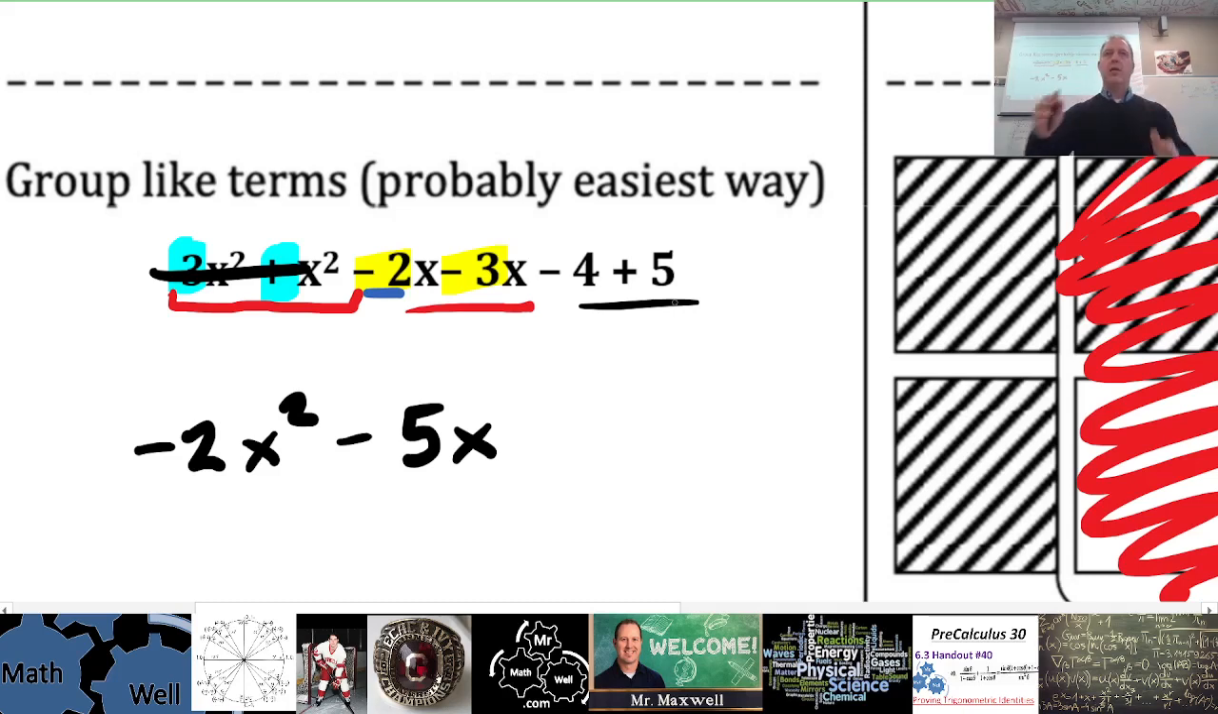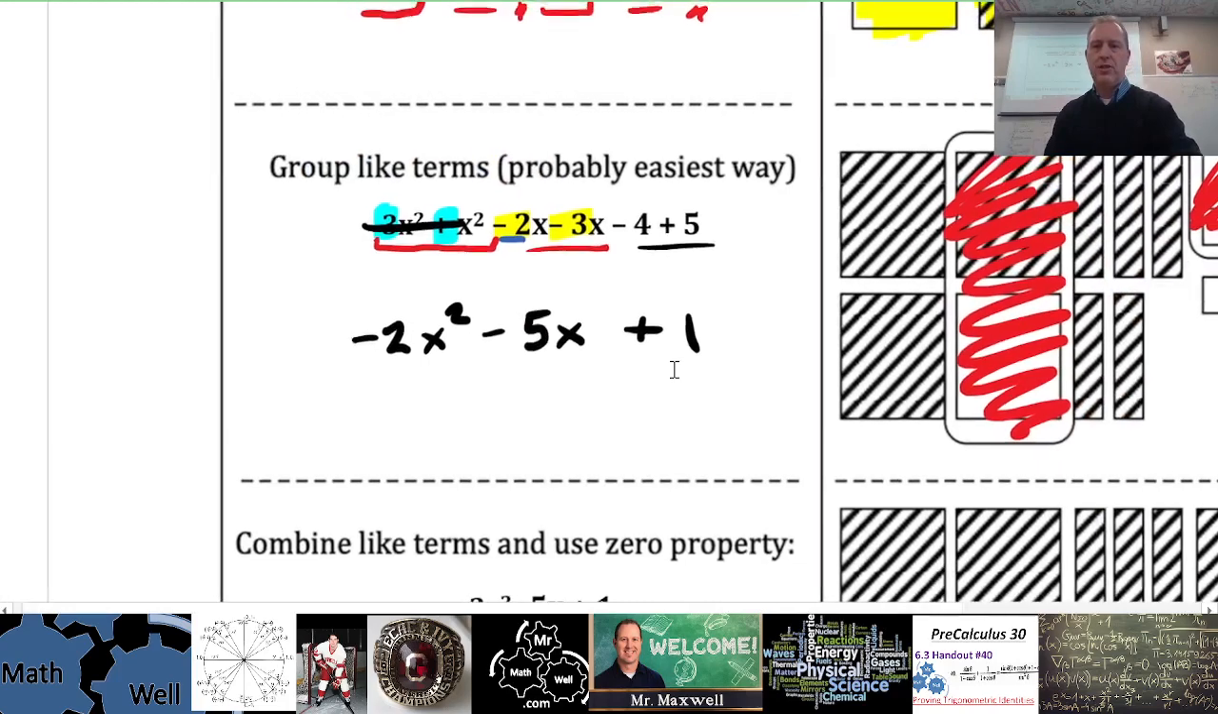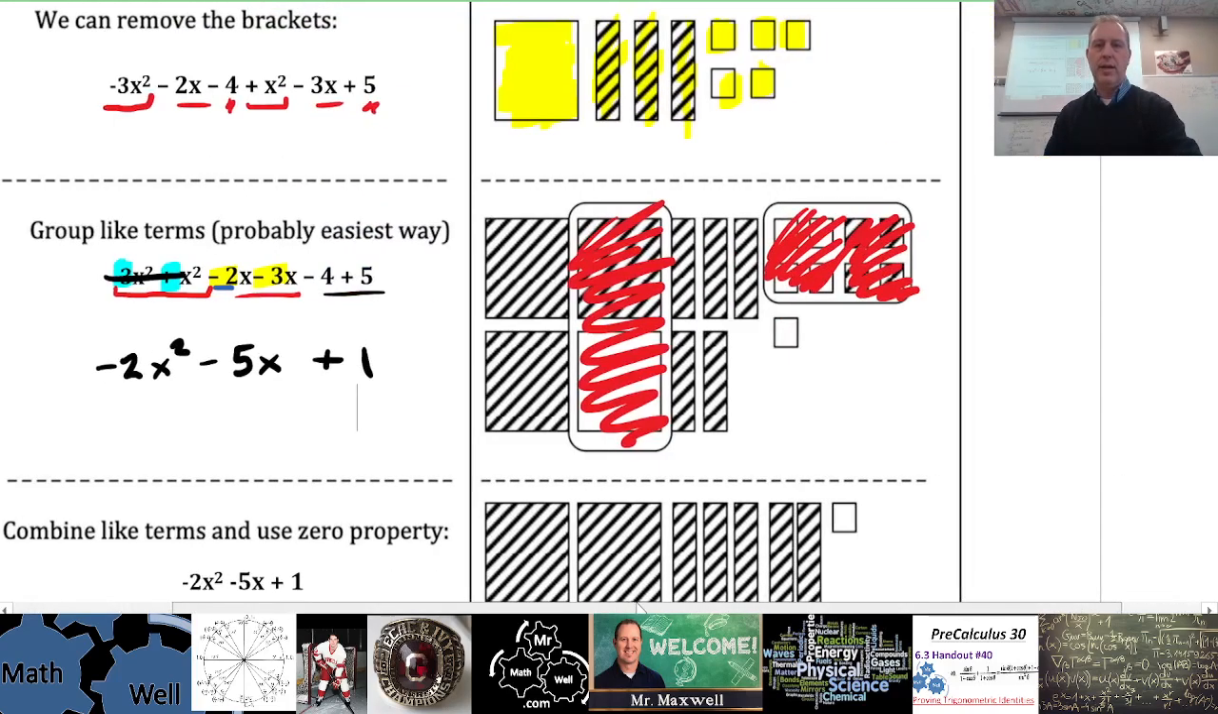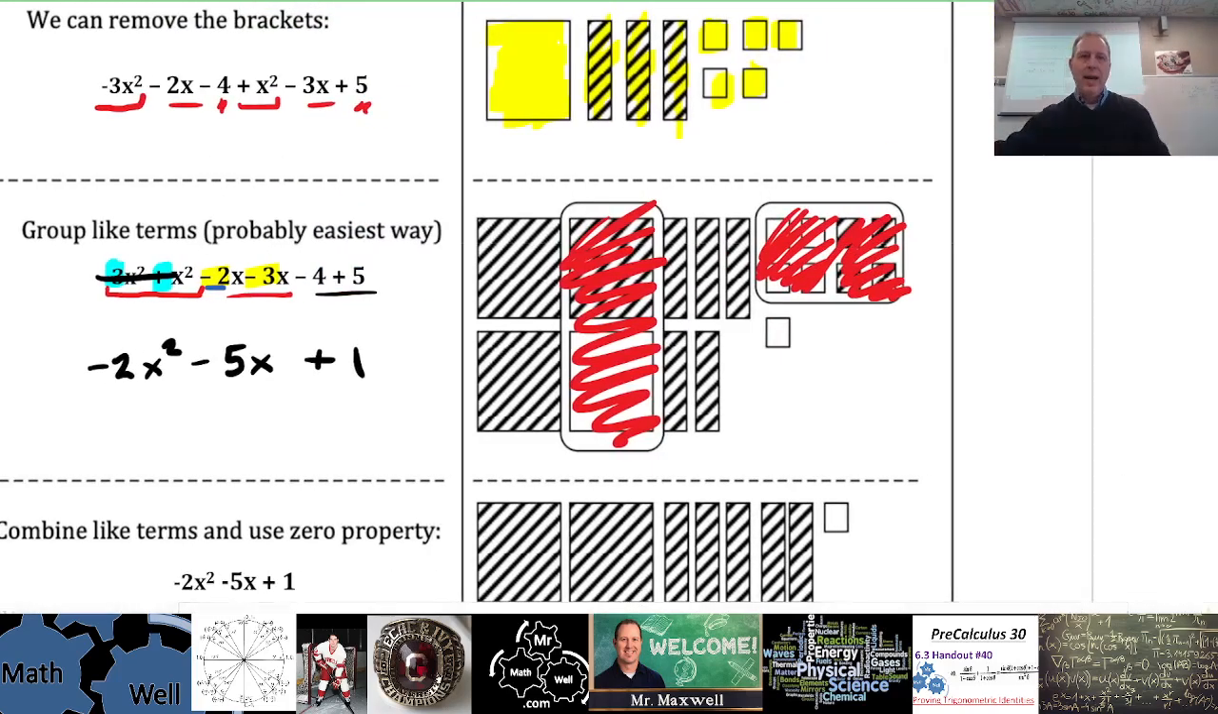And then finally this one here, -4 plus 5. If you want to think of the number line again, start at -4 over here and add 5. We get to 0, and then we go 1 more, and that's going to be +1. Okay. So let's see if that matches up with what we see on the algebra tile side. I have left over 1 -x squared and 2 -x squareds. Boom. Got it right there.